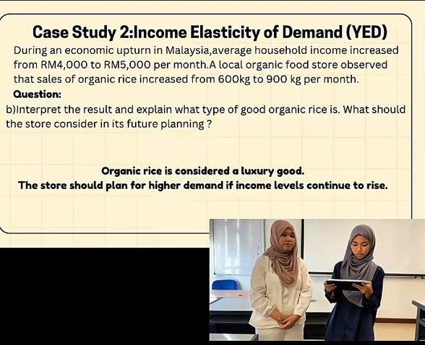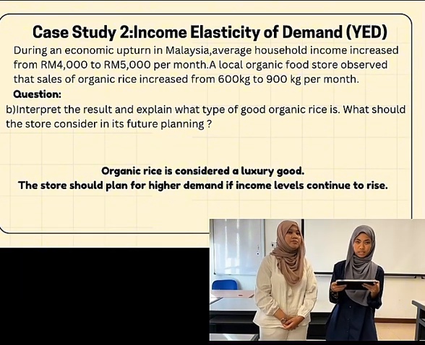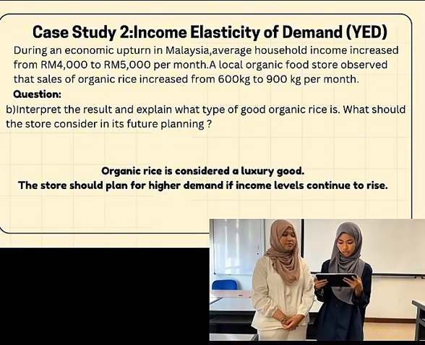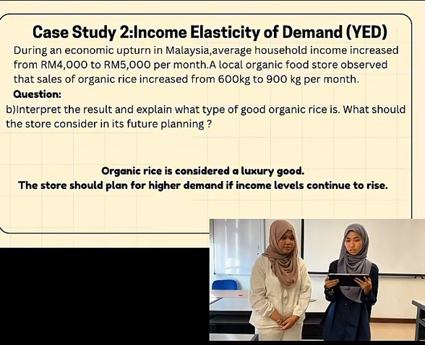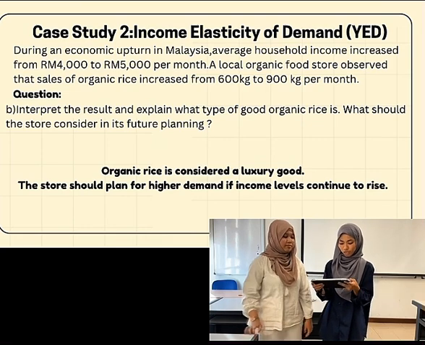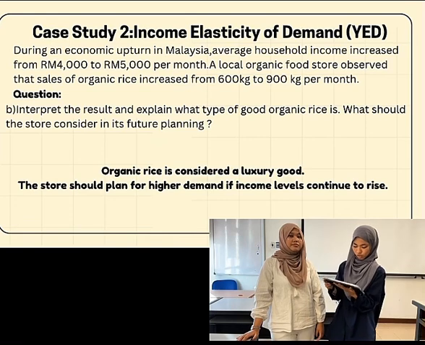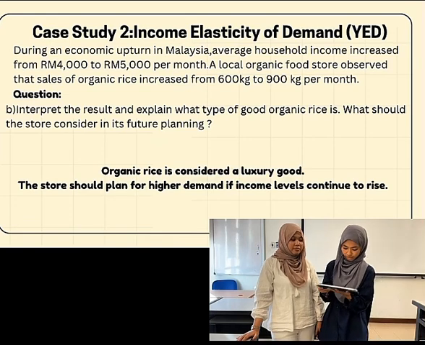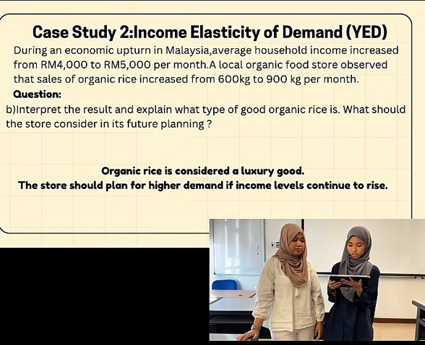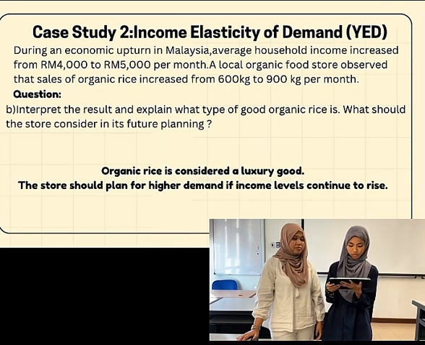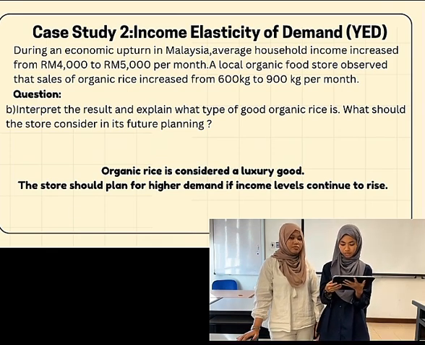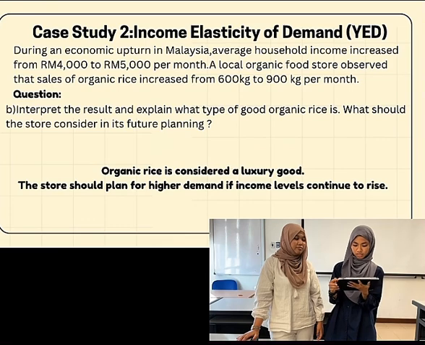So let's move to question B. It is interpret the result and explain what type of good organic rice is. What should the store consider in its future planning? So organic rice is considered a luxury good. The store should plan for high demand if income levels continue to rise.